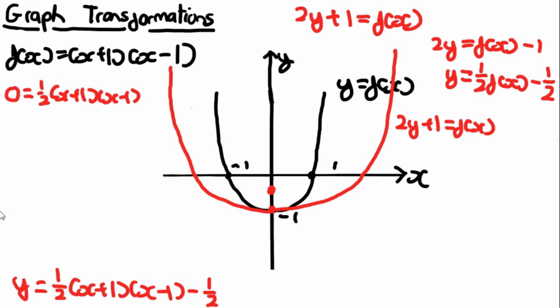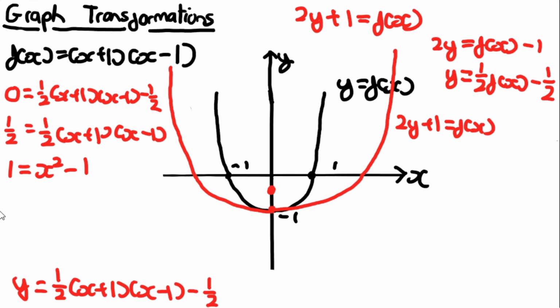Half x plus 1, x minus 1, minus a half, and then bring the half onto the other side to make half equal to half x plus 1, x minus 1, divide both sides by a half to get 1 is equal to x plus 1, x minus 1, which we can simplify again to the difference of two squares as x squared minus 1, and then we're going to say that 2 is equal to x squared, so x is equal to plus or minus the square root of 2. So this root here is going to be minus root 2, and this root here is going to be positive root 2.